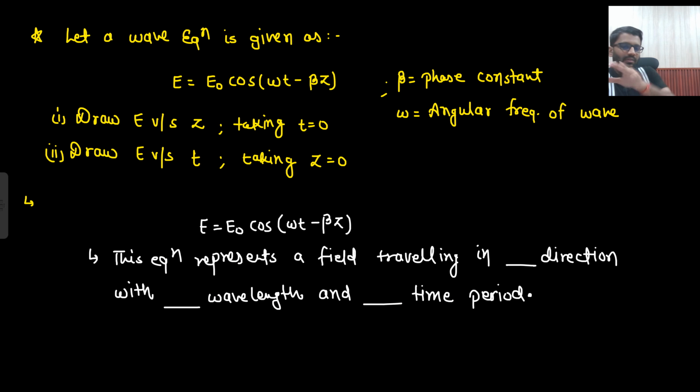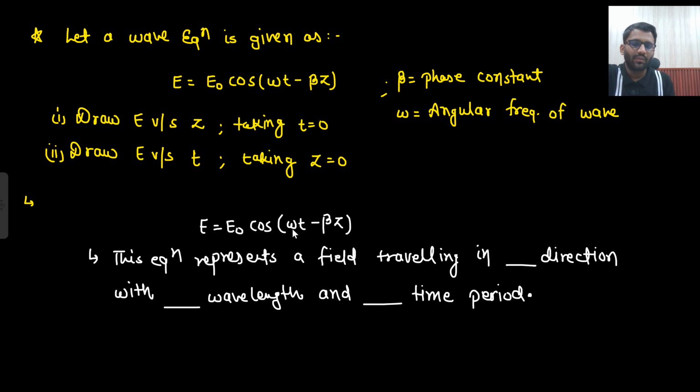That's it. Now there is a question. A wave equation is given: E equals E naught cos(omega t minus beta z). Beta is the phase constant and omega is the angular frequency of the wave. You need to draw E versus z taking time t equals 0, and then draw E versus t taking z equals 0. Very easy question. But if you see this waveform, what can you comment?